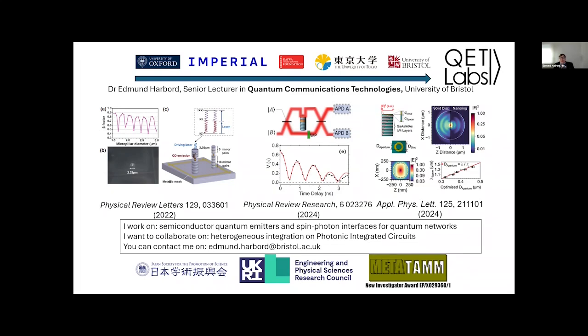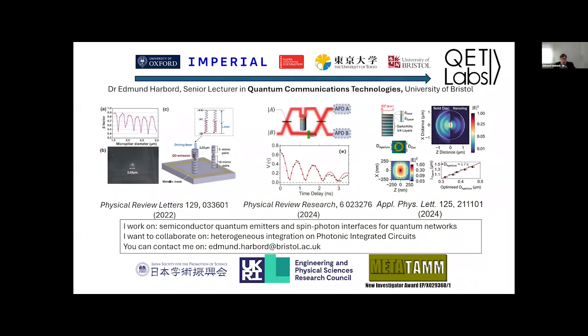And most recent work has been in developing designs to exploit TAM states, a very easy to manufacture technology that efficiently funnels photons into an optical mode. And that's the focus of my new investigator award, which I received from EPSRC.